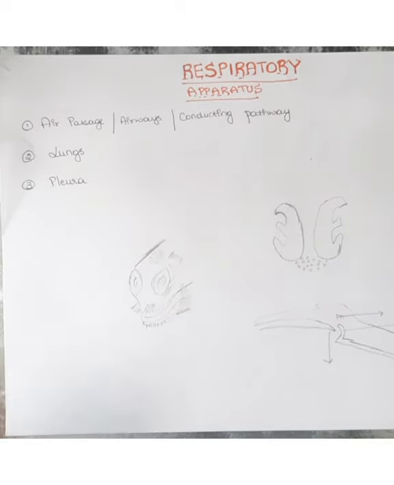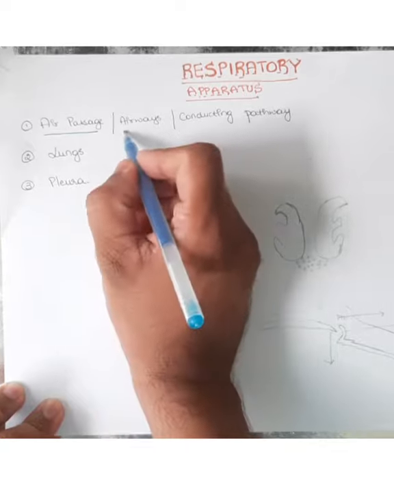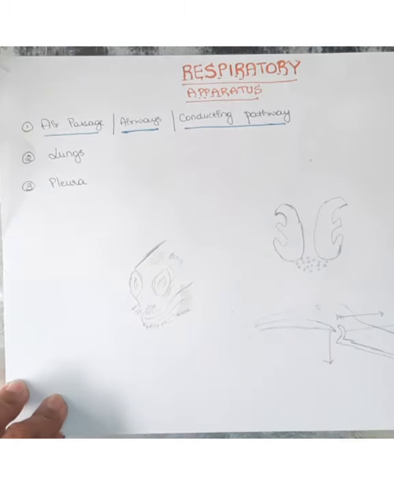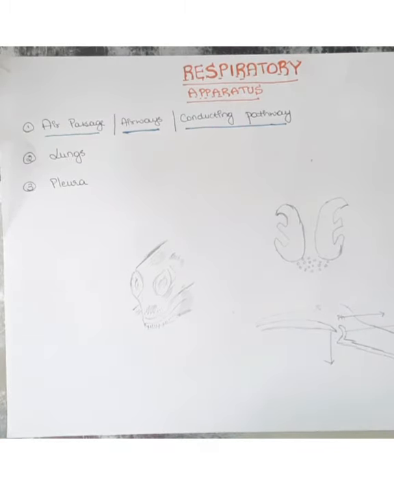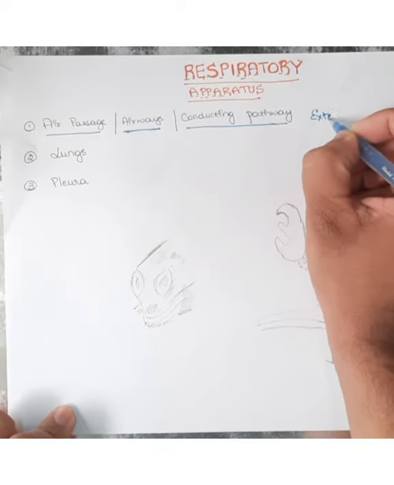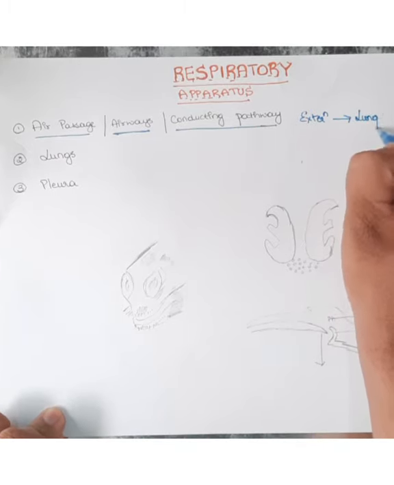There are three major divisions of this respiratory apparatus, which involves number one, air passages. It is also referred to as airways or conducting pathways. These are the structures that are involved in movement or conducting of the air from the external environment to that inside of the lungs.